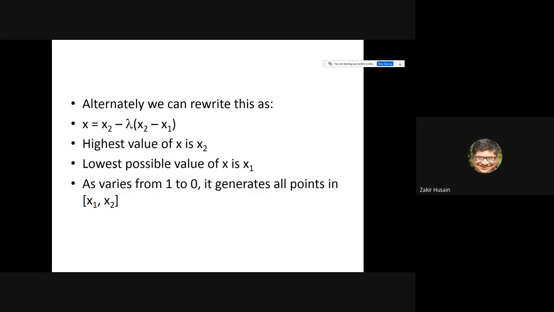So if we manipulate this slightly, we can define this as x2 minus lambda times (x2 minus x1). So basically what we are doing is x2 minus something, we can write this as theta. So x2 minus theta, where the value of theta varies. Now what is the highest value of x?